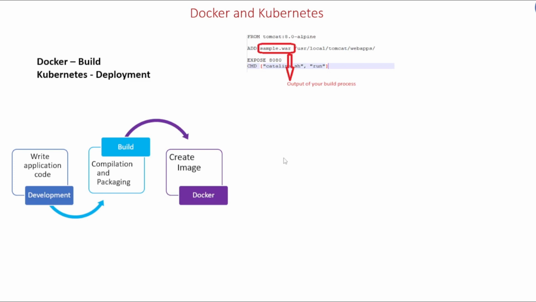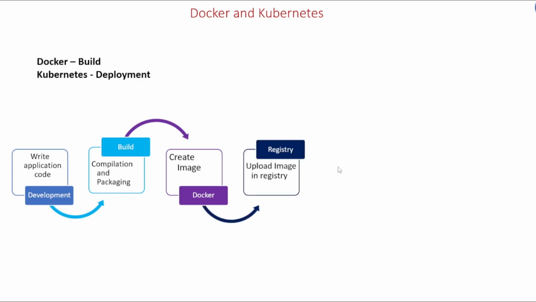So this is your sample Docker file. When you run this Docker file, you will get an image. This Docker image will be stored in the Docker Hub registry. A registry can be your Docker Hub or it can be a JFrog Artifactory. With this, your build process is complete, and from here onwards, it will be Kubernetes.